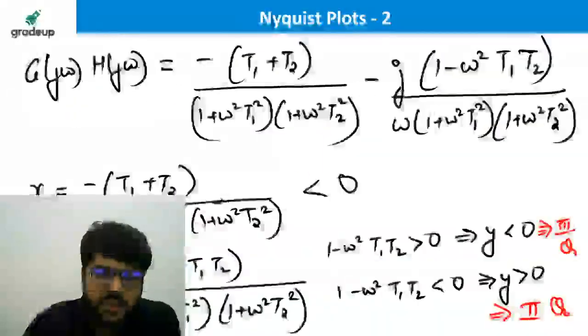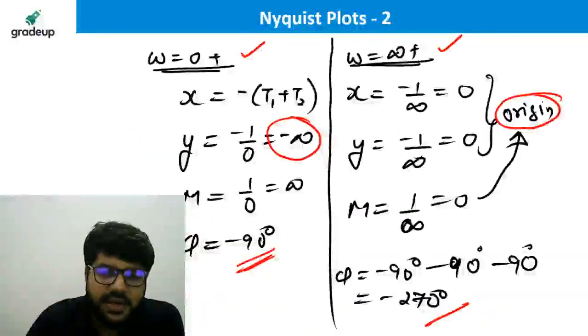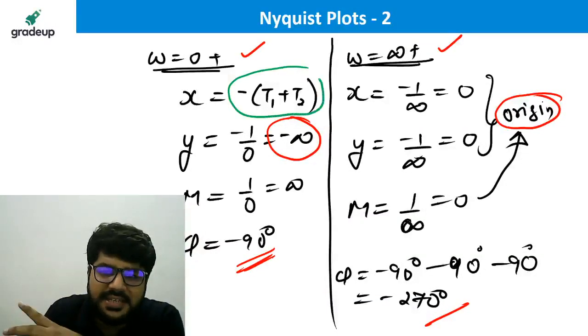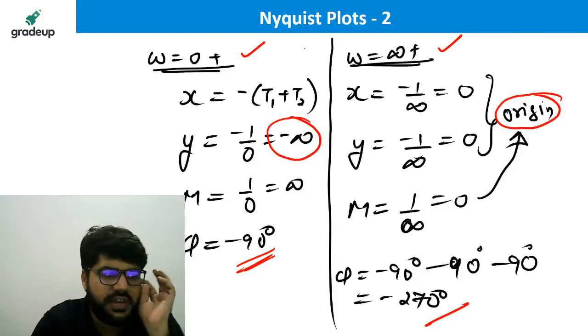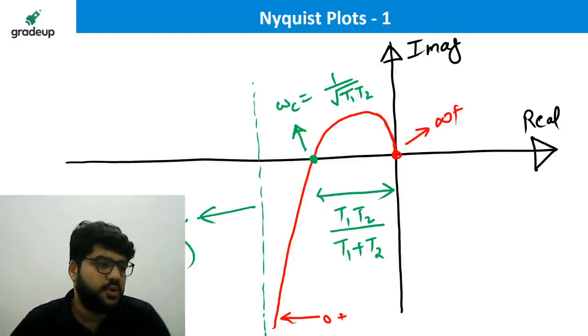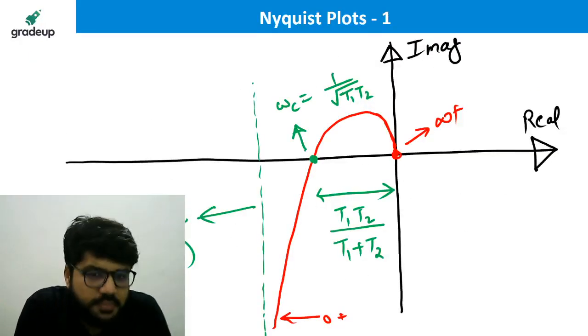Because omega equal to 0 plus, right? At omega equal to 0 plus the x value, the y becomes minus infinity, but x is having a finite value minus of T1 plus T2. This is the polar plot.